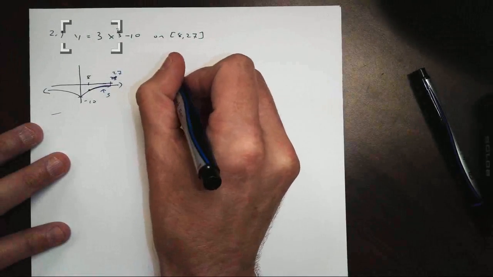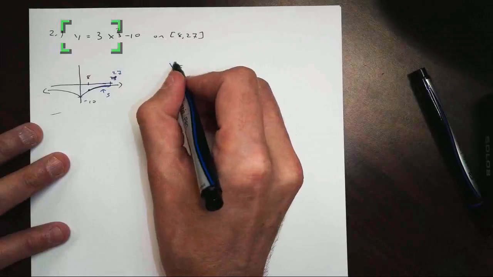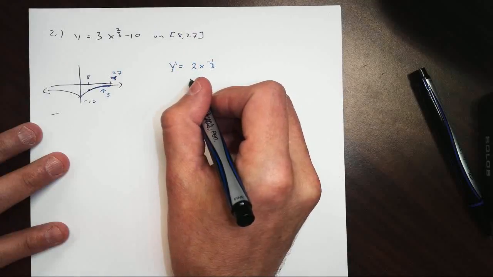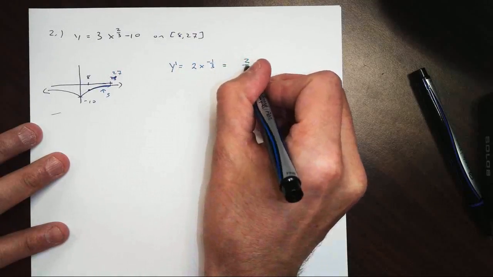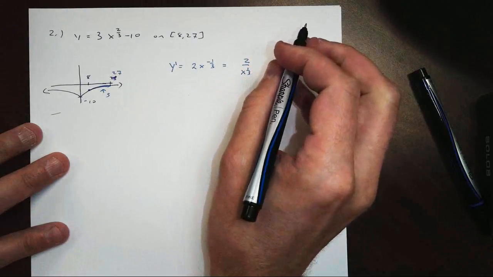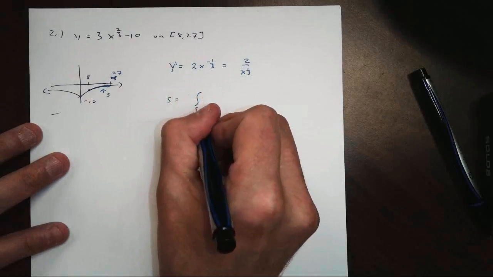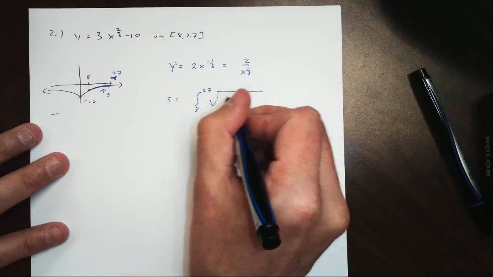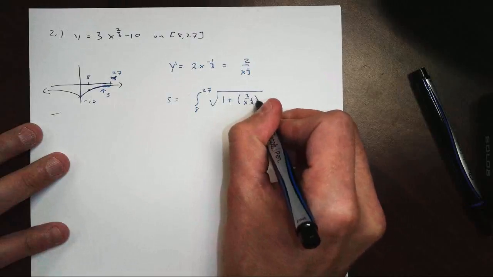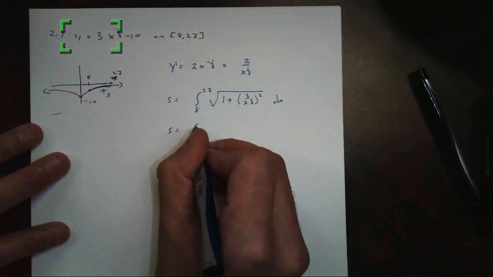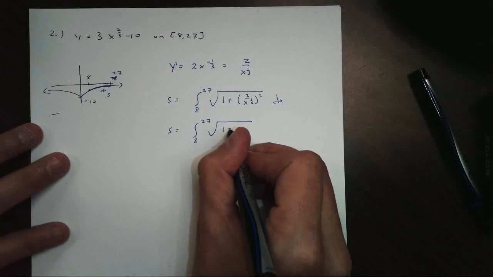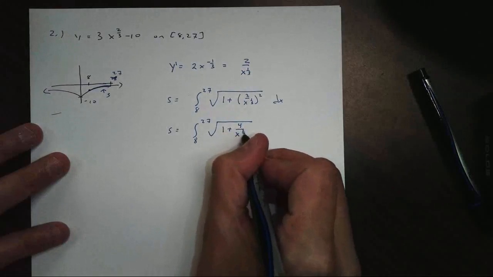My formula says I need the derivative, so I take my derivative, y prime, and that's going to give me 2x to the negative 1/3, or 2 over x to the 1/3, and I plug it into my formula. From 8 to 27, we get the square root of 1 plus, and if I square that, 2 over x to the 1/3 squared, don't forget the dx, and I'm going to square this. 8 over 27, I get the square root of, this becomes 1 plus 4 over x to the 2/3 dx.